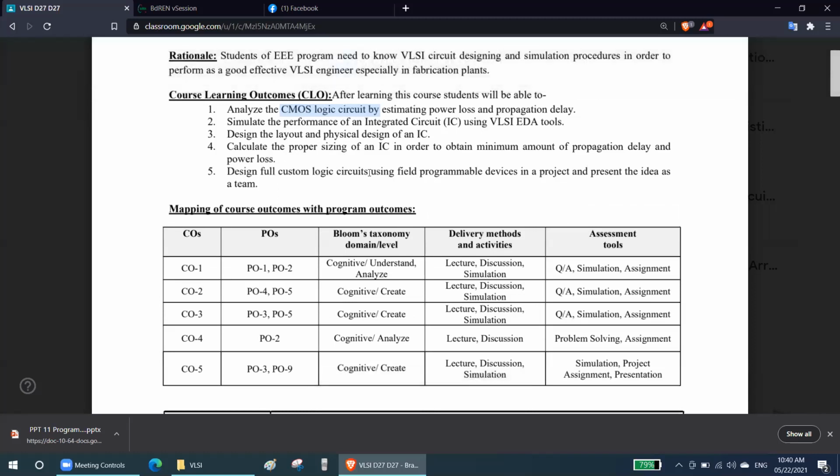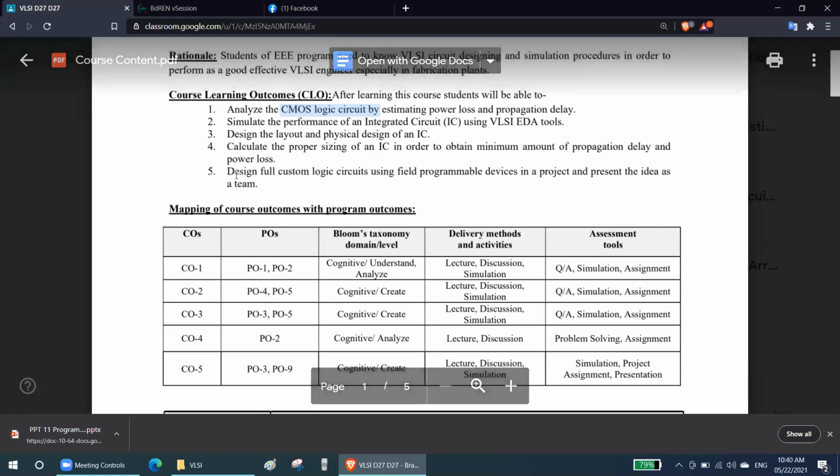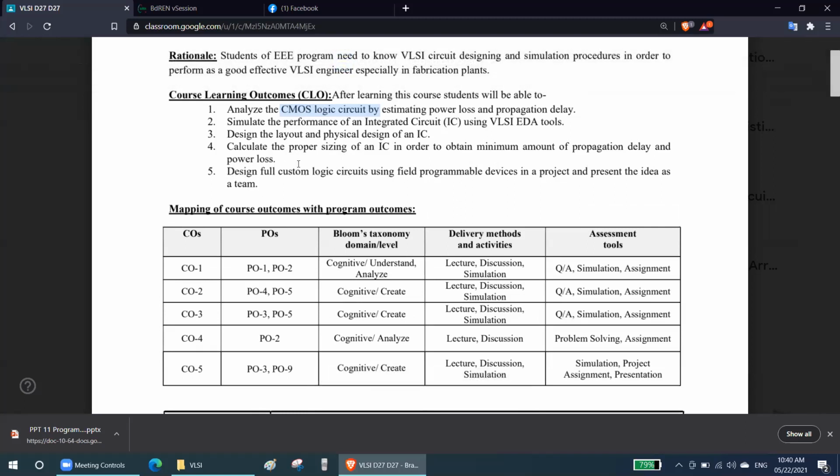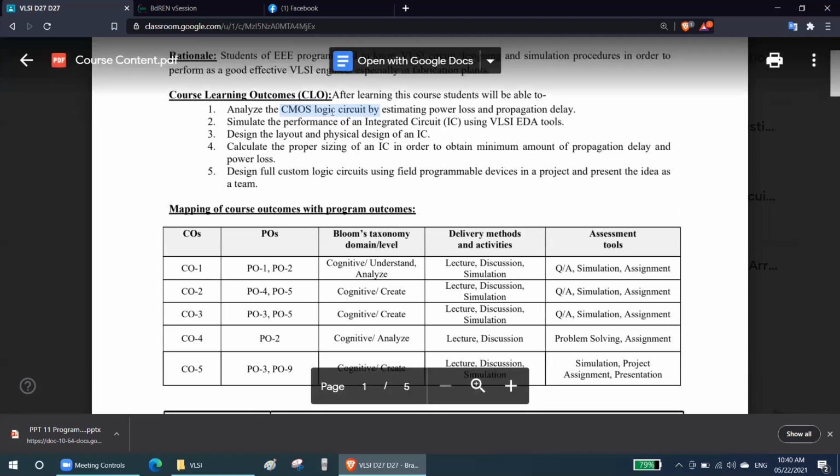This is custom logic circuits. Although it is using FPGA, at first you have to know what is full custom logic circuit. For that you need what for this circuit. So this is the heart, or the main concept of this course. Okay, clear what I'm going to do? That is the main concept of this course.